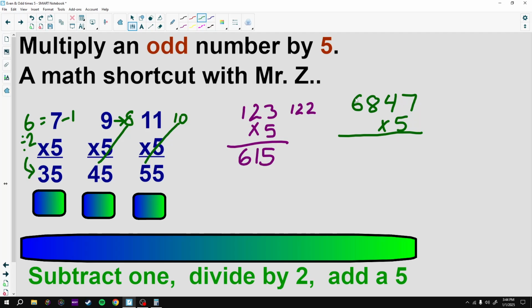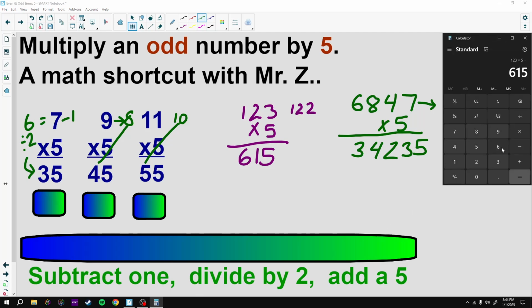All right, here we go. So quickly in our heads, here we go. So take 1 away and we get 6, 8, 4, 6. What's half of 6, 8, 4, 6? Well, let's see, that would be 3. Half of 8 is 4. Half of 4 is 2, and half of 6 is 3. And then the last step was to add a 5. Let's see if we got it. So 6,847 times 5. And there we go, 34,235.